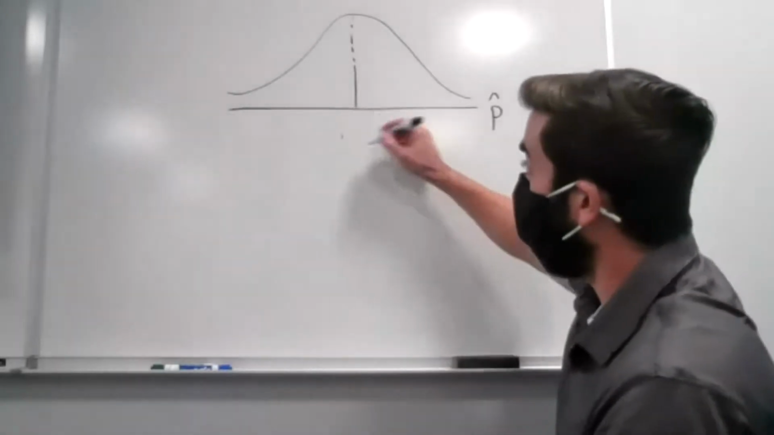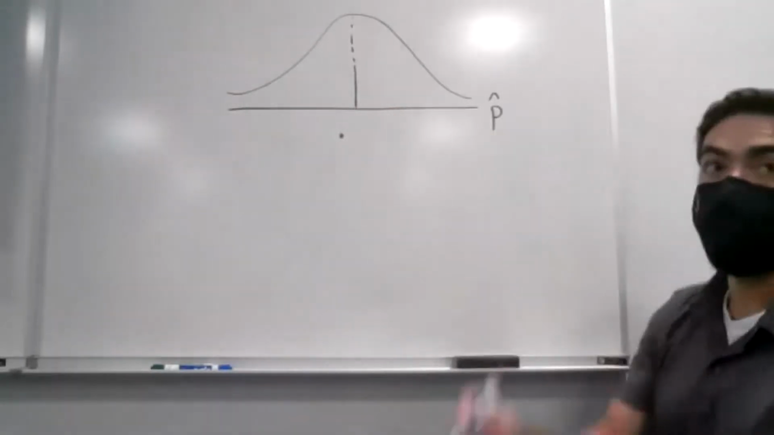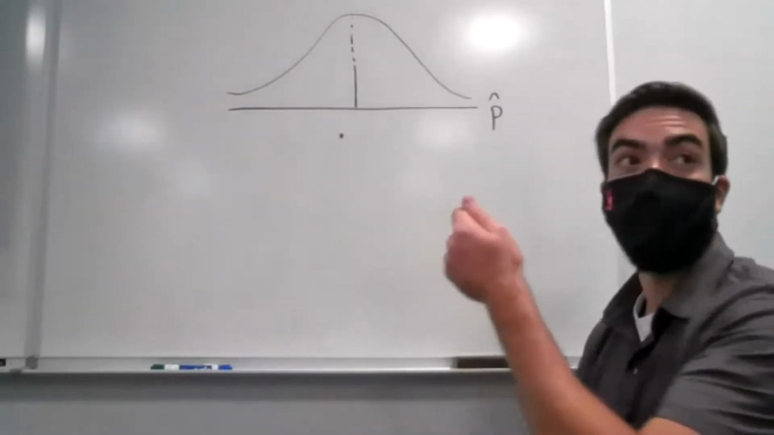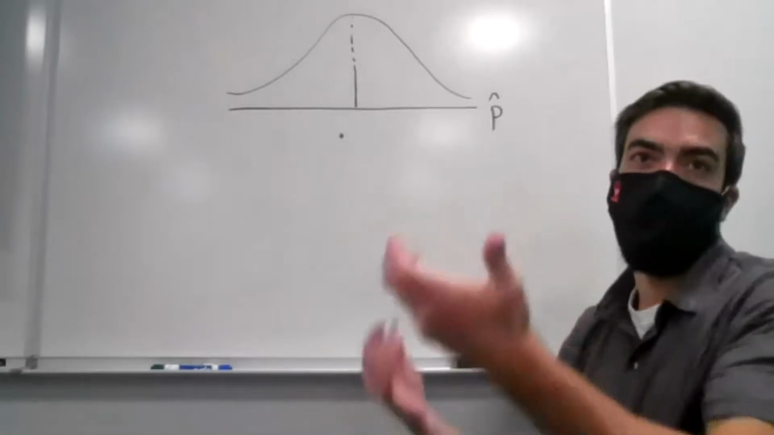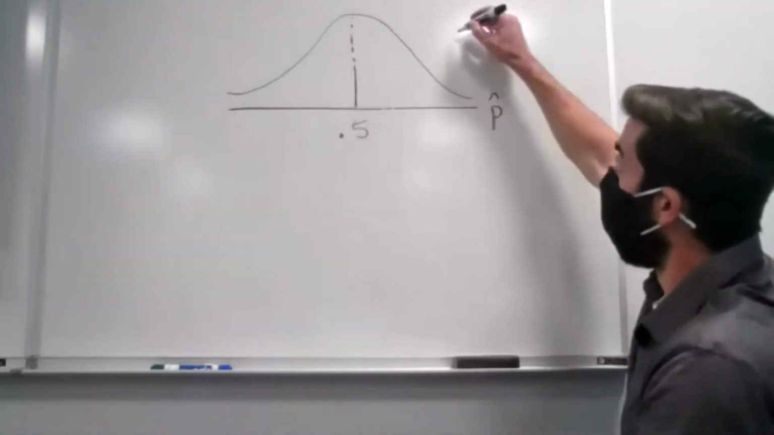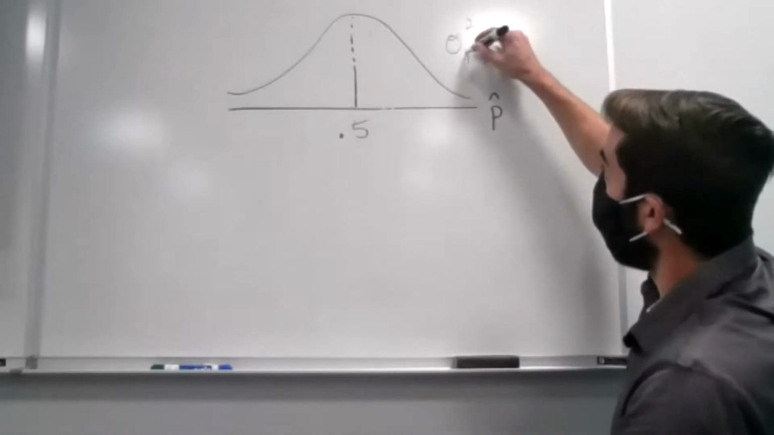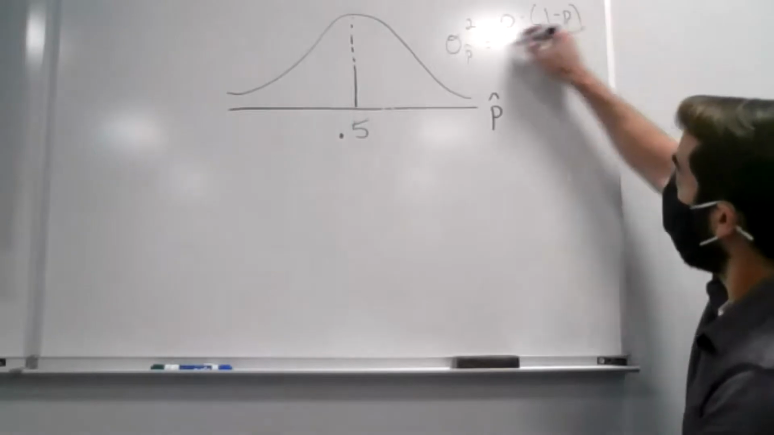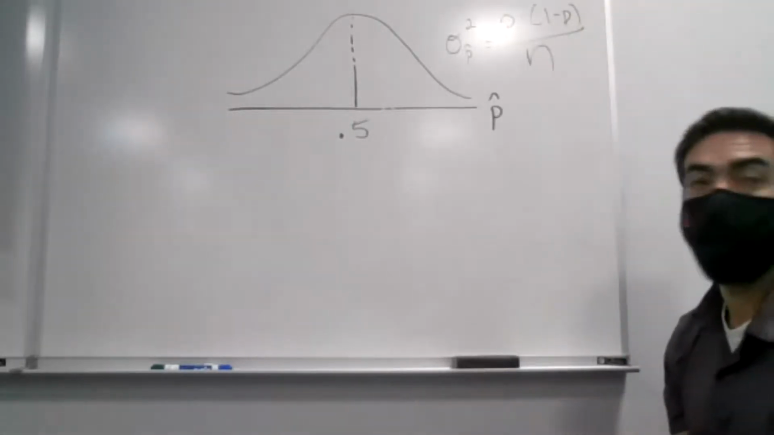So for a coin flip, we know that the sample proportions should be centered around what value? If it's a fair coin, the population proportion should be 0.5, right? Okay, so the variance for my sample proportions was p times 1 minus p divided by my sample size.